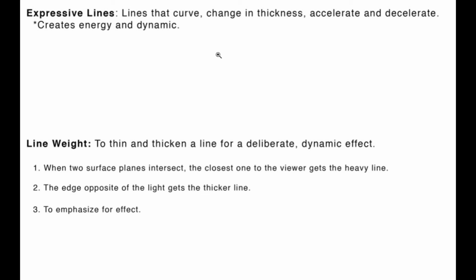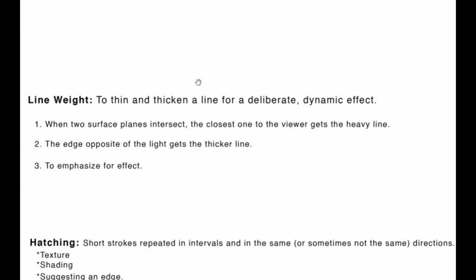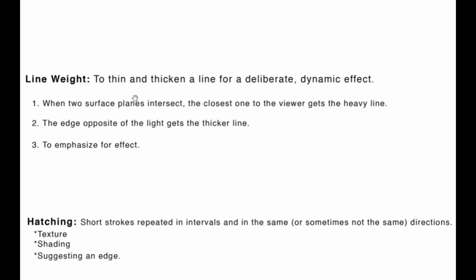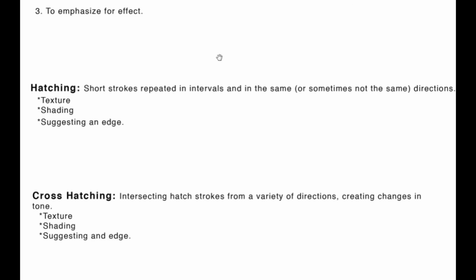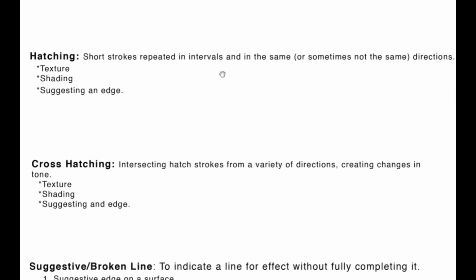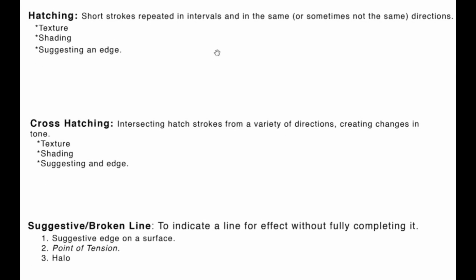There are what are called expressive lines. Those are lines that curve and become organic. They have rounded edges. They accelerate, they change in thickness, and they decelerate. To make your line expressive, use line weight. That's where you thicken and thin a line for a deliberate effect. There are a variety of ways to suggest these implied lines and do texture. Those are hatching, cross-hatching, and broken lines.